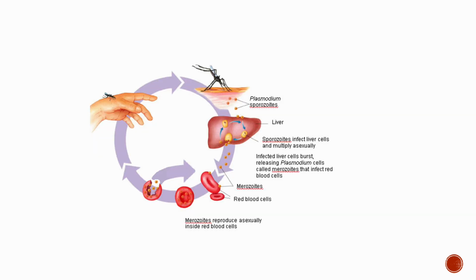This is a picture depicting the stages of infection. First, the Plasmodium sporozoites infect the liver and hide out there. And they multiply asexually. And then they burst out, releasing Plasmodium cells called merozoites that infect red blood cells. The merozoites then reproduce asexually inside the red blood cells, and they cause a lot of destruction of the red blood cells as well as a changing of the shape of the red blood cells.